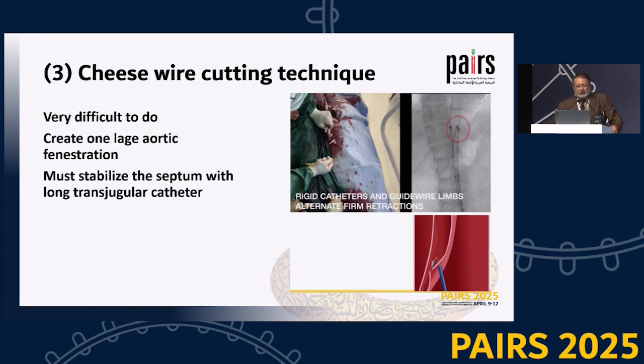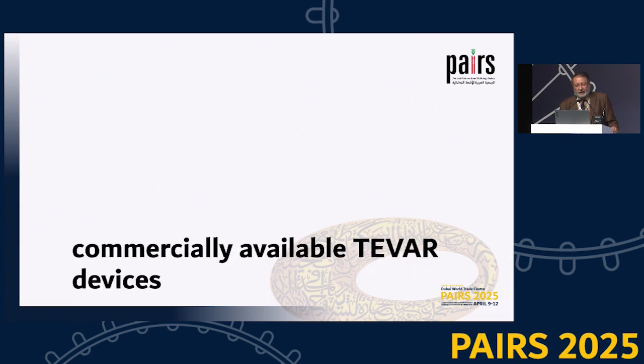Now, this is a nice technique, but I couldn't do it at all, which is called the cheese wiring cutting technique. It is basically where you pass a wire from the true lumen to the false lumen, you hold the two parts, and you try to pull it down, as if you're cutting a cheesecake. I tried to do this. I spoke to people who have done this. I couldn't do it. But this is one of the techniques that's been used in some places.